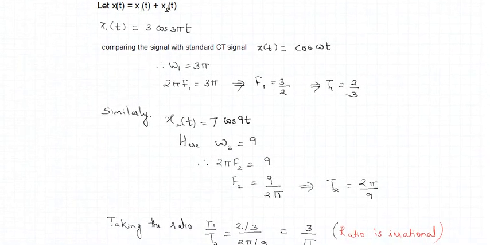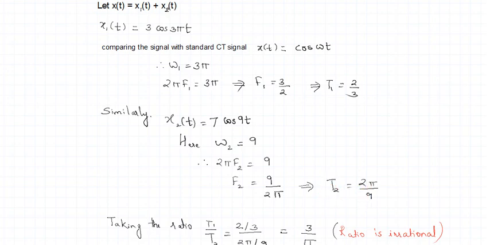Now I look at the signal x2(t), which is 7 cos 9t. I compare it with the standard signal cos of omega t, so I get omega to be 9. I say omega 2 is 9. Expressing omega 2 as 2 pi f2, I get f2 to be 9 by 2 pi. From this I get T2 to be 2 pi by 9.